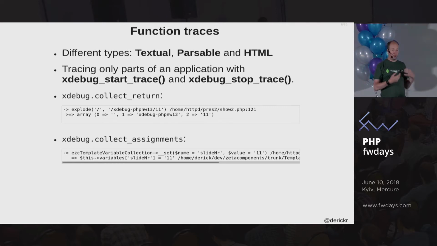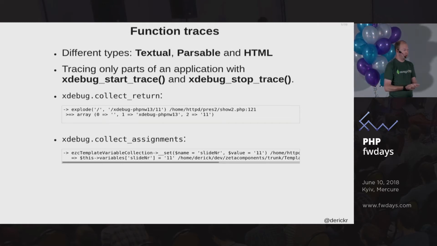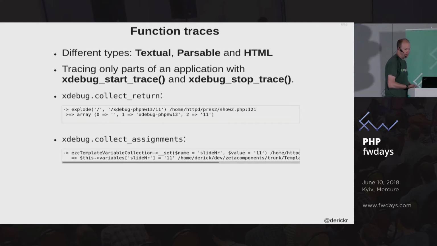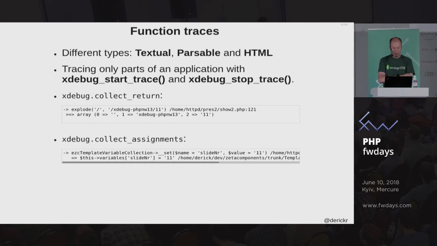So it is possible to only do the tracing for specific bits. If you want to see what happens in a specific action or a specific controller, you can do start trace and stop trace, and then only for that specific section will a file be created containing information. Now, it's nice to have a little slide about it, but I like doing things in live demos, because I like to live on the edge.